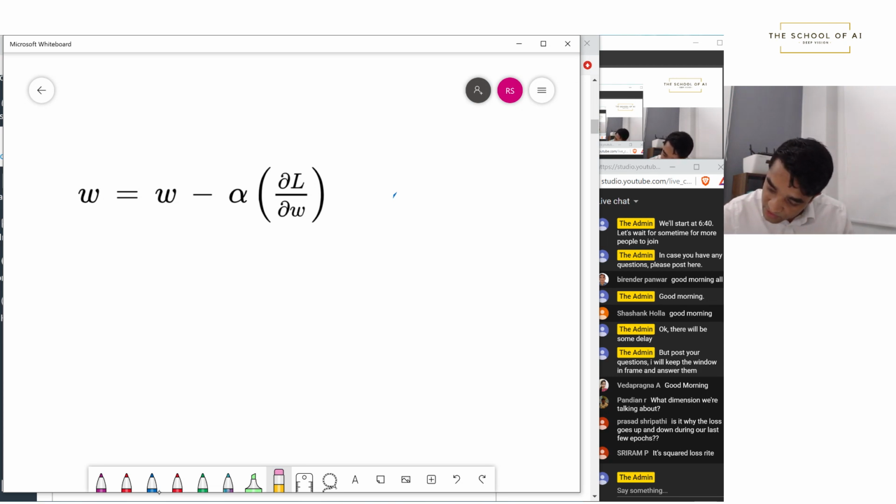Is it why the loss goes up and down during the last few parts? That is correct, Prasad. Is squared loss right? Squared loss. This was wrong when I was explaining, but then I made it correct.